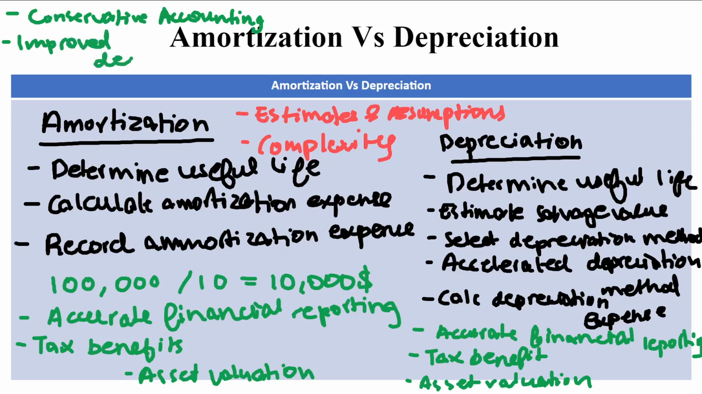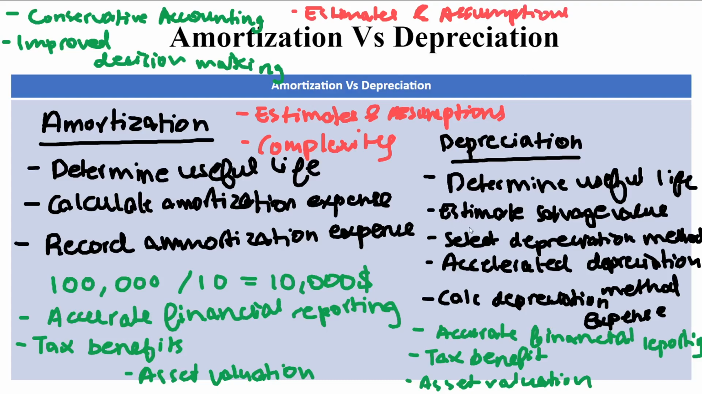Improved decision making. So, accurate financial information enables better decision making regarding capital investments, asset replacements, and strategic planning. All right, so that is it for the pros. Now we're going to go ahead and look at the cons. The first one is almost the same, which is, I'm just going to write it here, estimates and assumptions.